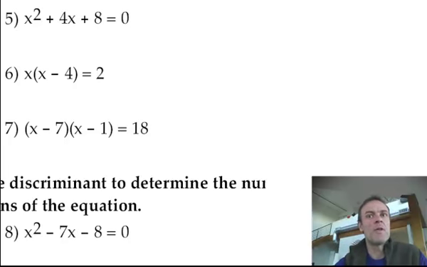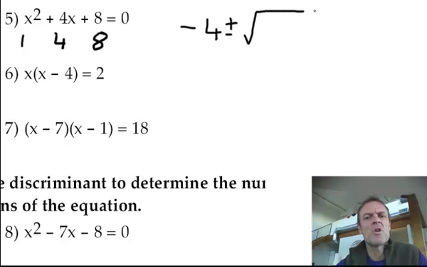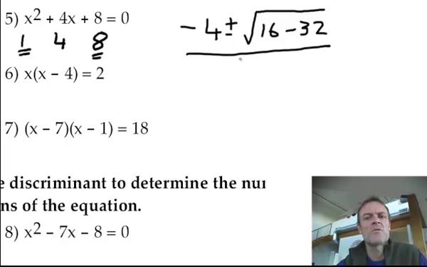Right, more of the quadratic equation formula. Here we go again. A is 1, B is 4, C is 8. So negative B, negative 4, plus or minus the square root of, what's B squared? That's 16, minus 4 times 1 times 8, which is 32, all over 2a, 2 times 1, which is 2.